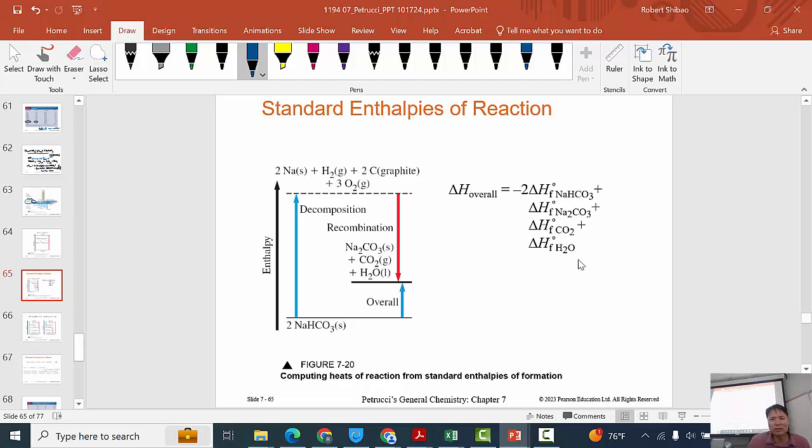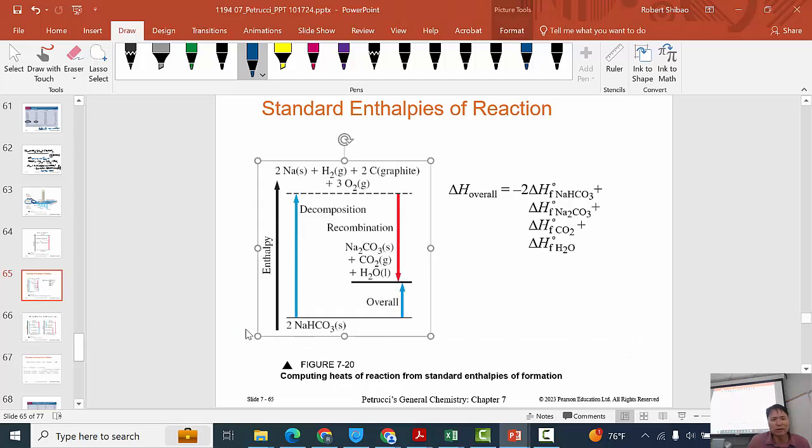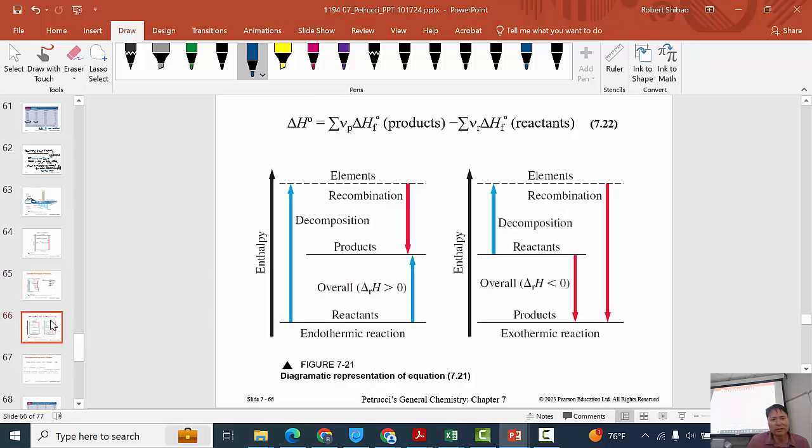And then what we're going to do is we're going to use these. And so this is just showing how Hess's law works for this. But all we do is we just use the equation. That is, we take the standard enthalpies of the products minus the standard enthalpies of the reactants, and sum those up. And so this is the same thing. This is the equation we have to pay attention to.